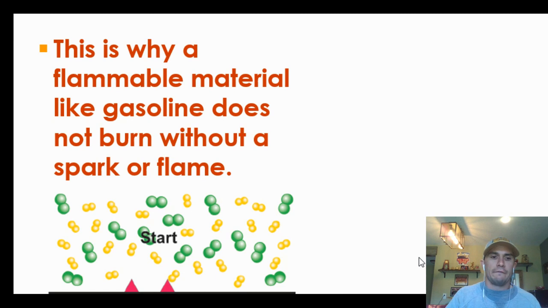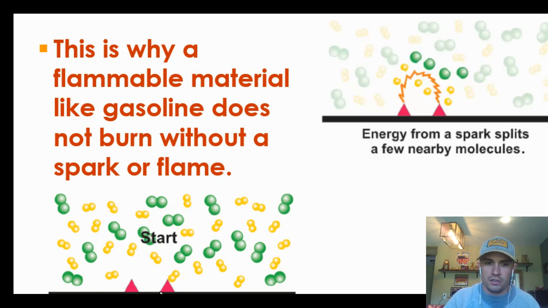So this is why a flammable material like gasoline does not burn without a spark or a flame. Here again, we have hydrogen molecules in yellow and oxygen molecules in green. And here we have some electrodes, and you're going to see that when a spark goes through there, we get some electricity running through there. That's energy, and that's the energy needed to break the chemical bonds holding together the hydrogen and the oxygen atoms.